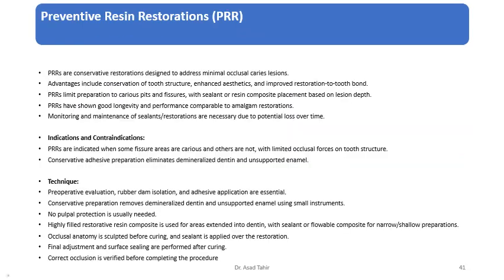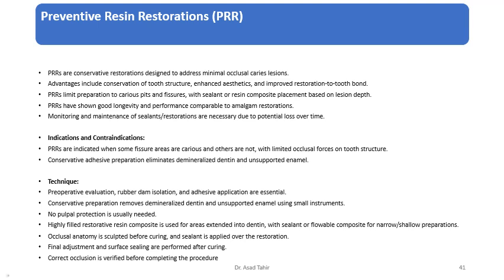What are preventive resin restorations? Preventive resin restorations, PRRs, are conservative restorations meant to treat minimal occlusal caries lesions. They aim to conserve tooth structure, enhance aesthetics, and improve the bond between the restoration and the tooth.